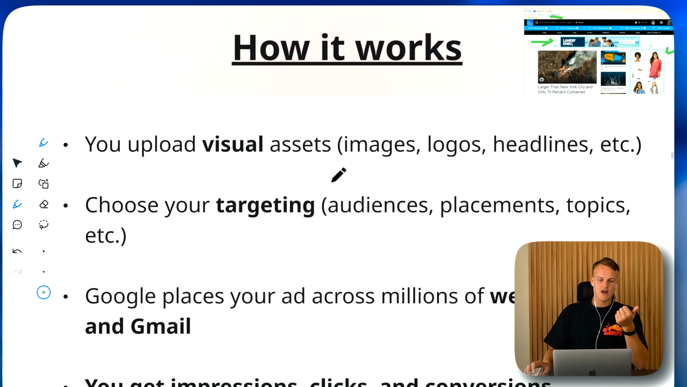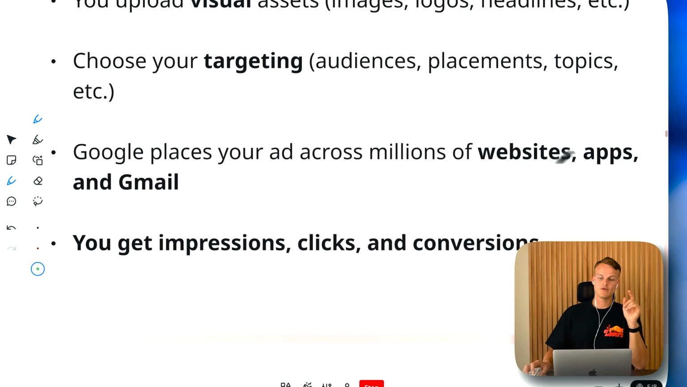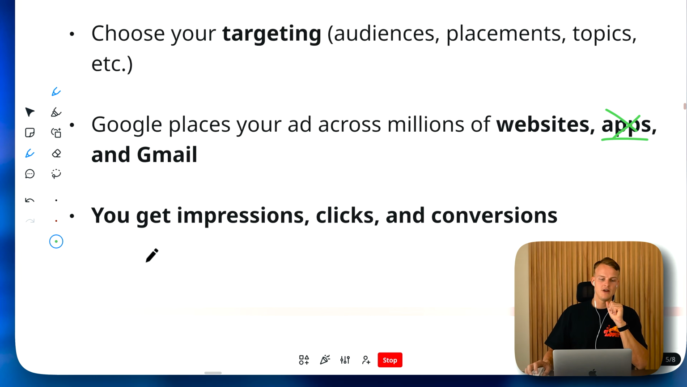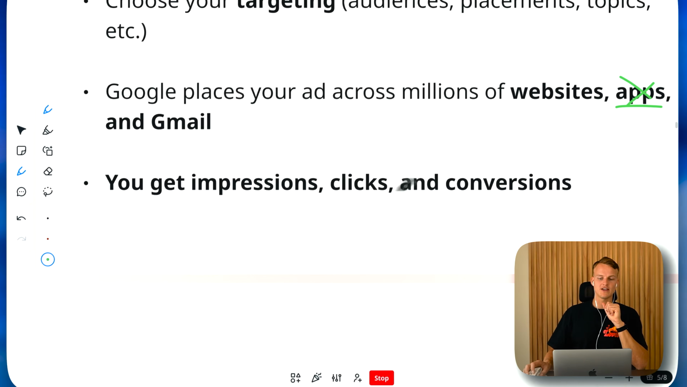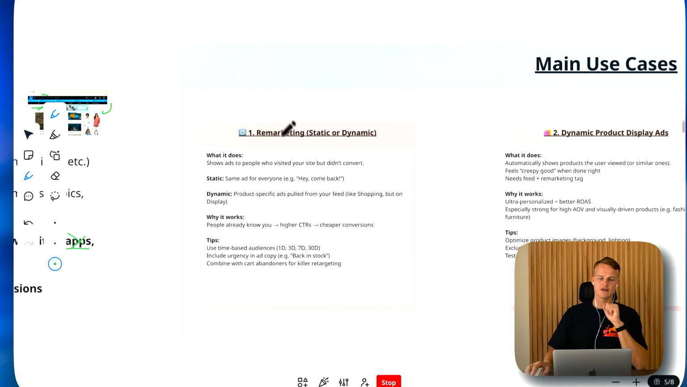You upload visual assets, you choose your targeting, Google places your ad across millions of websites, apps, and Gmail. And I would always exclude the apps, so make sure to do that as well. And you get the impressions, clicks, and conversions afterwards. So the main use cases are as follows.